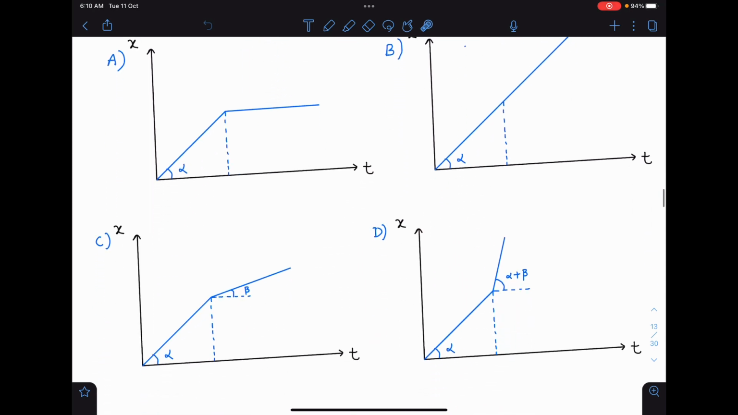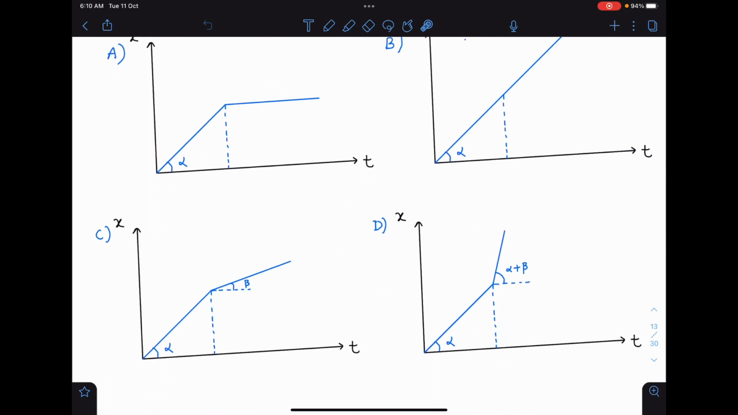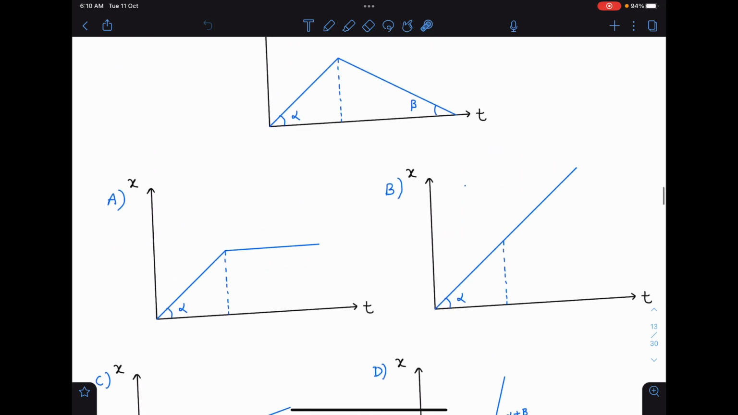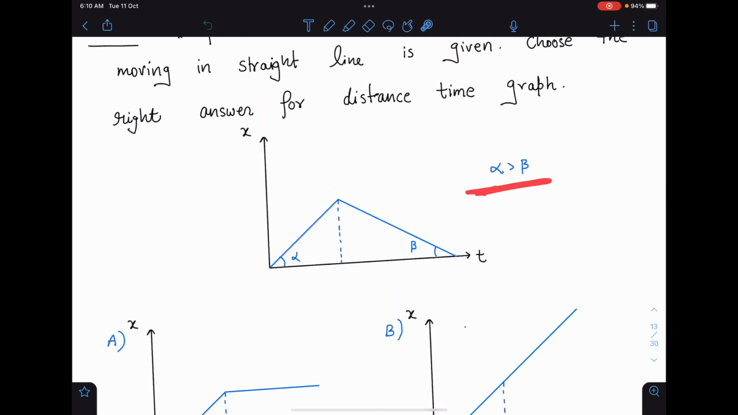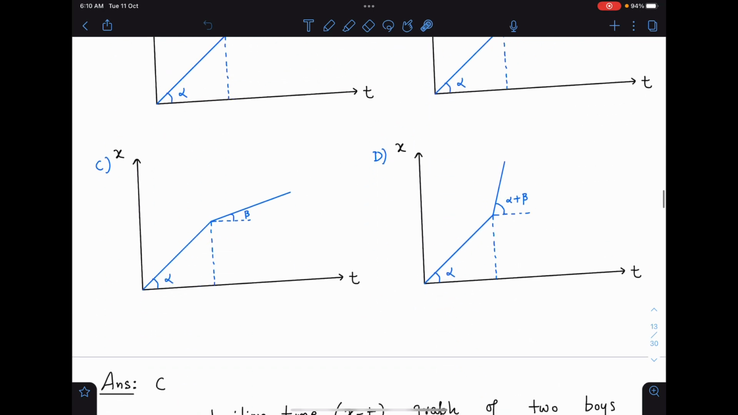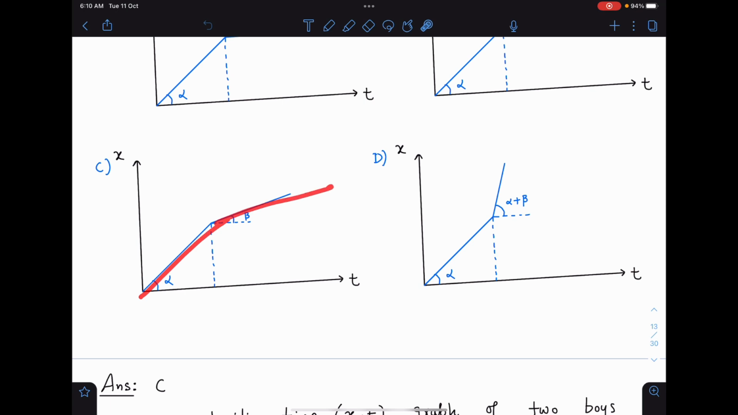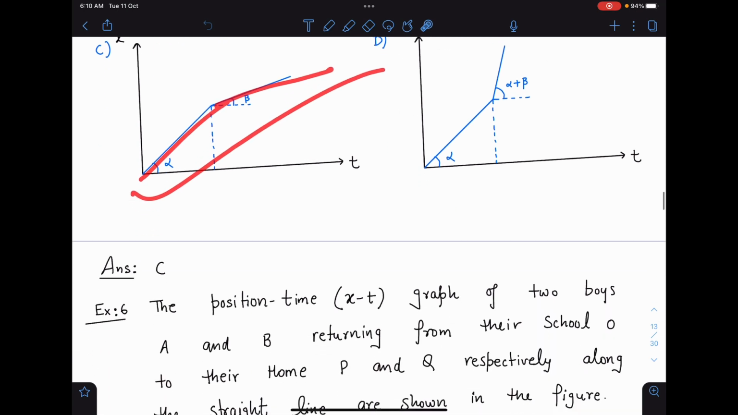So you can see 4 options are given. I can directly say this is not possible, this is not possible. One of them I have to choose. Then I have to look at whether angle alpha is more or beta is less. Beta is more. So this is given alpha greater than beta. So the best graph is going to be like this, which is the answer for this part. Third option.